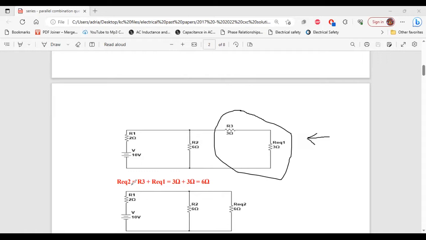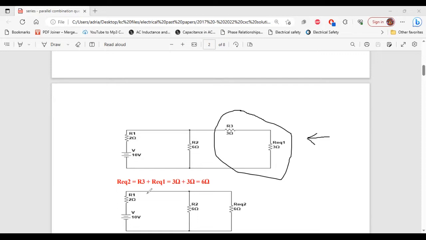So Req2 is equal to R3 plus Req1. That is 3 ohm plus 3 ohm, and that will give us 6 ohm. So that's the equivalent resistor value for R3 and Req1. Again, you're going to redraw this circuit and replace R3 and Req1 with their equivalent resistor value of 6 ohm.